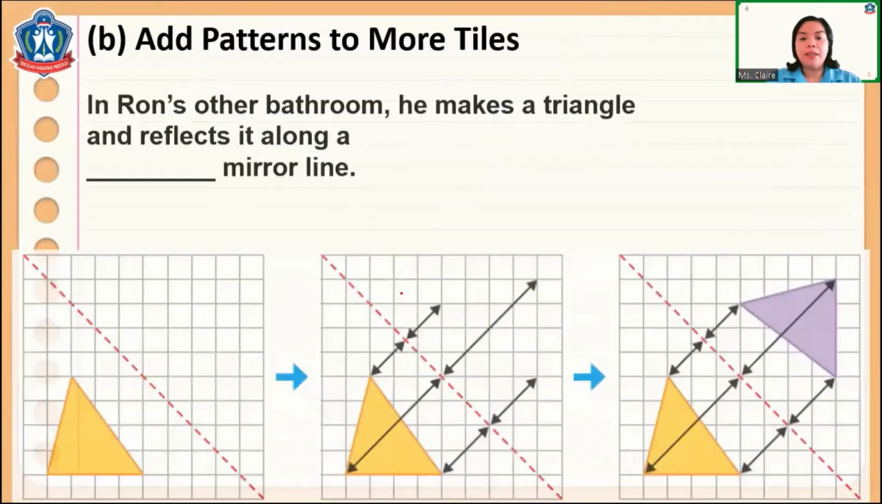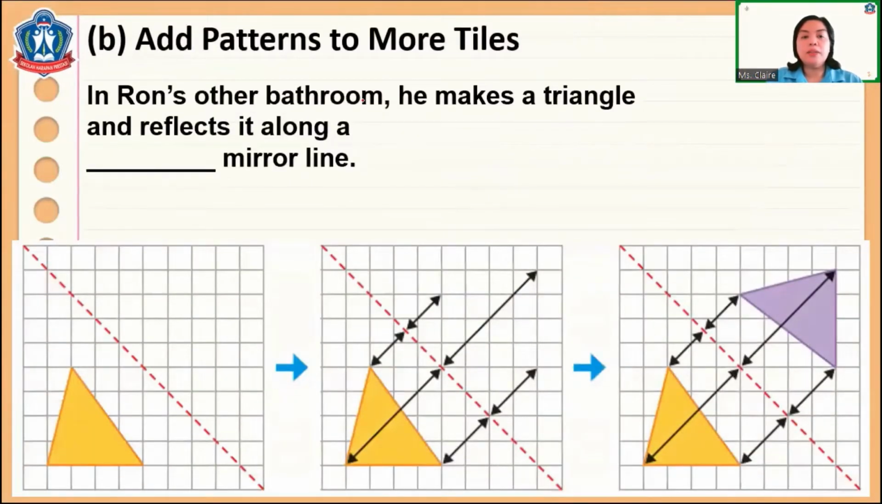Okay, I have here another. In another bathroom, Ron makes a triangle and reflects it along a mirror line. What kind of mirror line is this? This is a diagonal mirror line. So how are we going to reflect?